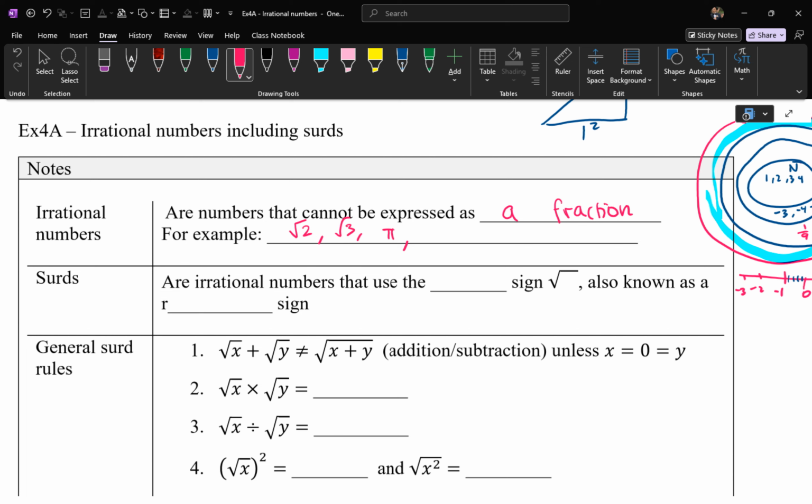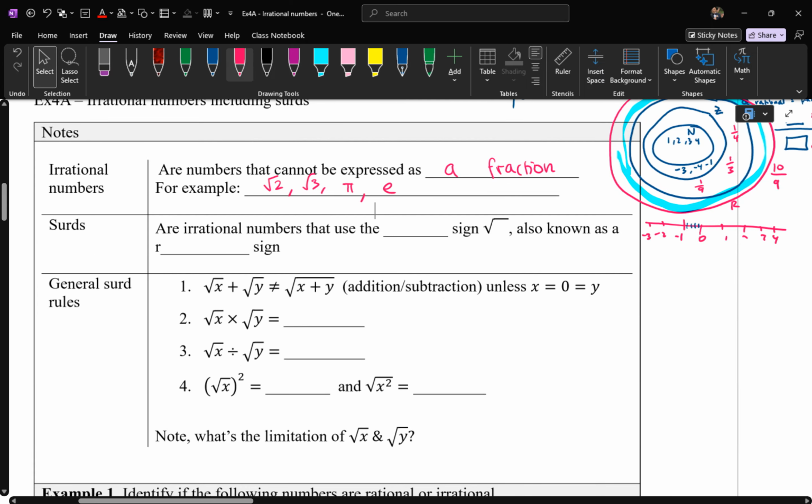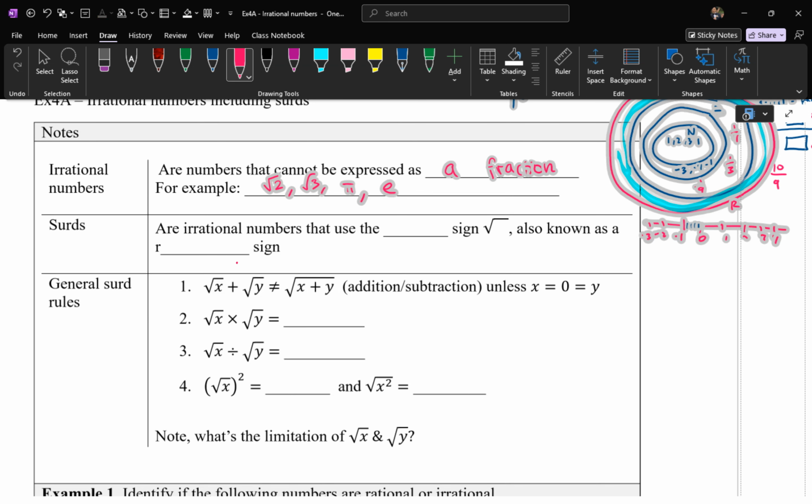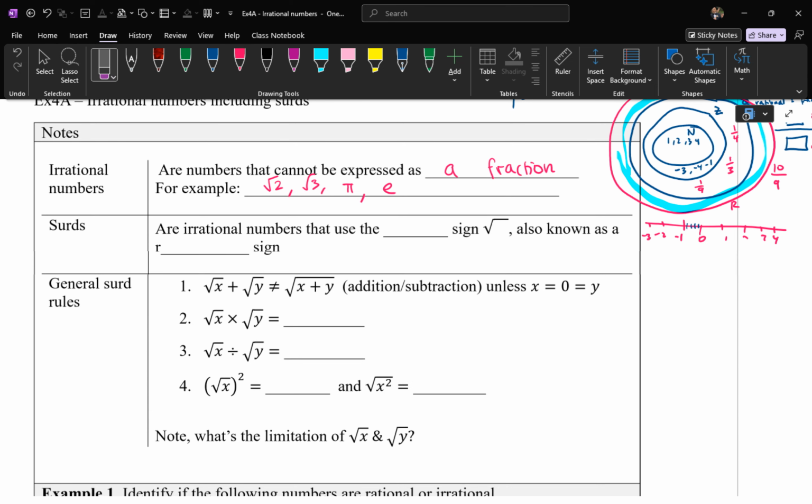But then last session of last term, I also taught you another number. E. Very good. These are all numbers that are irrational, the numbers you can't express as a fraction. Fill this in. So surds. What is it? Surds are really just irrational numbers that use the square root sign. So when we say surds, we're actually referring to numbers where you're using the square root sign.